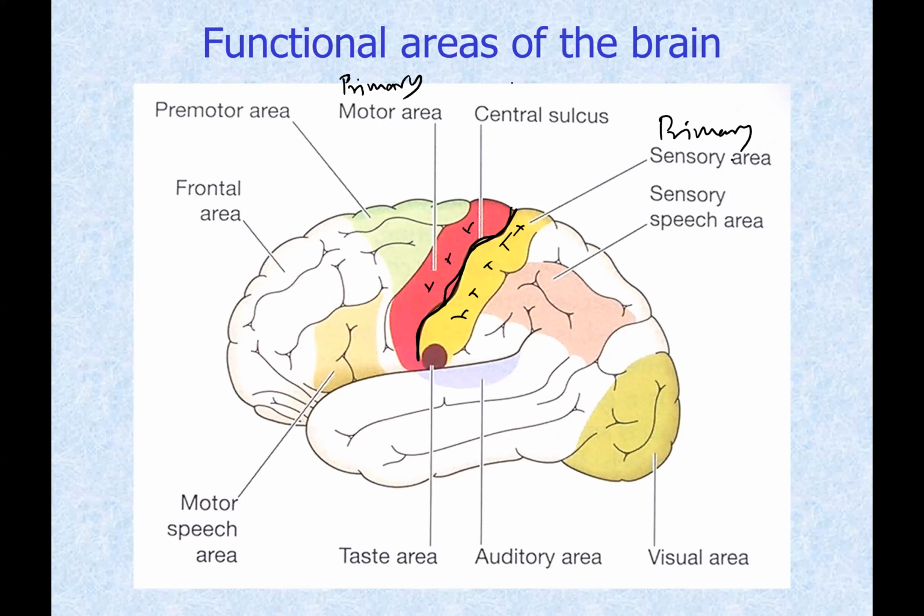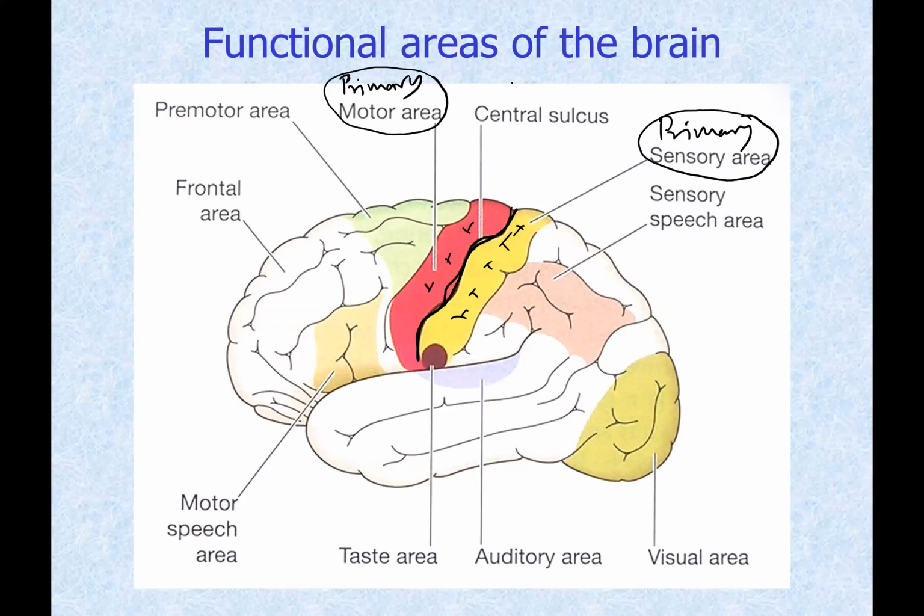The primary motor area is responsible for the control of most of the skeletal muscles of the body. And the primary sensory area, behind the central sulcus, receives general sensory inputs, pain, temperature, touch, pressure, those kinds of sensations from most parts of the body. That's why you call it the sensory area. But then, there are special areas for special sensory organs.